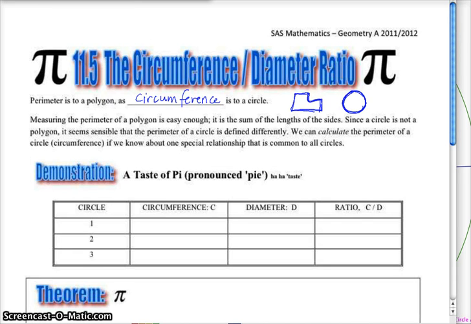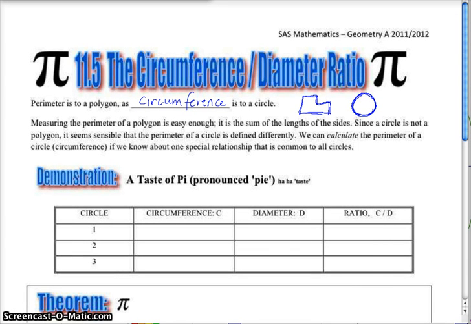Okay, so if you've recorded all of those, then you can go ahead and calculate this ratio right here. So take the circumference and divide it by the diameter that you got for the first row. Take the circumference divided by the diameter for the second row. Take the circumference divided by the diameter for the third row. What do you notice about this ratio? So if you need more time, go ahead and pause and calculate it. But what do you know about the ratio?